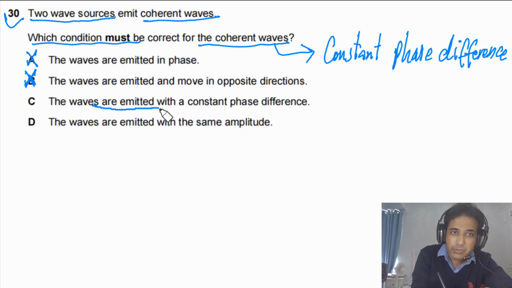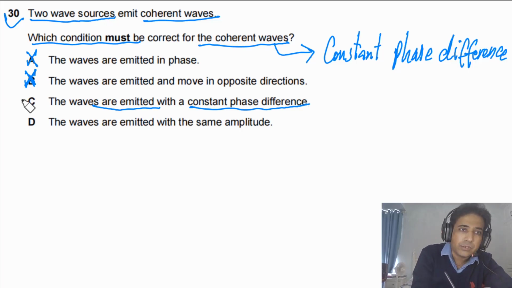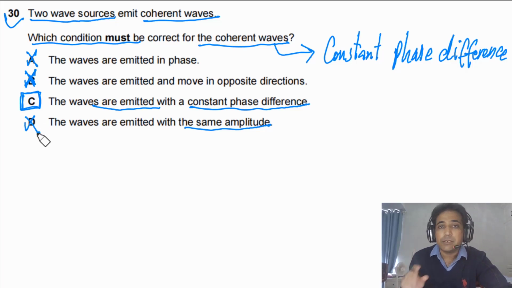The waves are emitted with a constant phase difference. So they have a constant phase difference, and this is the condition for coherent waves. The waves are emitted with the same amplitude: this is not a condition for coherent waves. So the answer is C, and this question is very common. You need to understand coherent waves must have a constant phase difference.